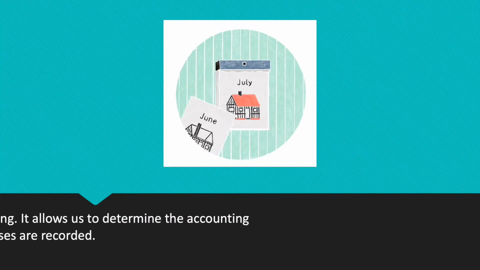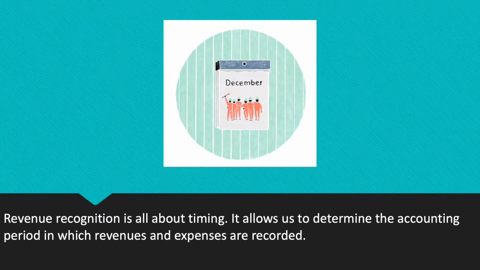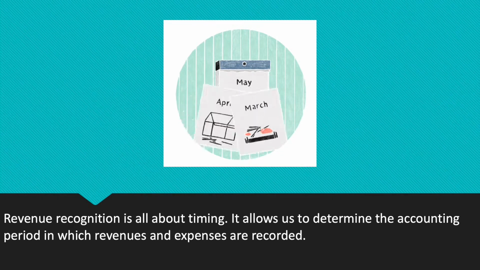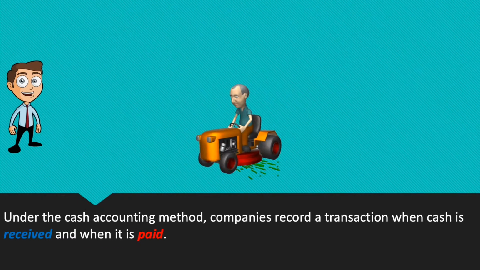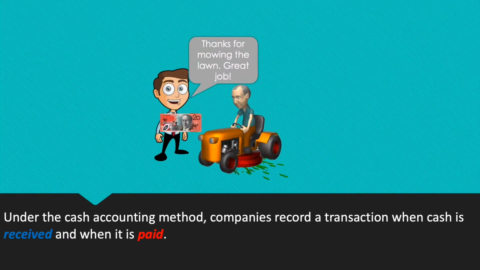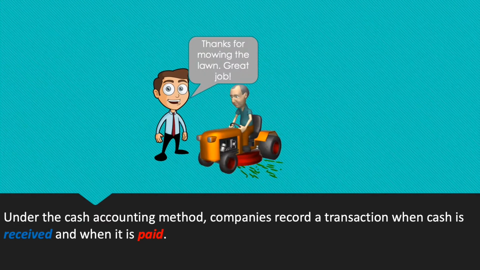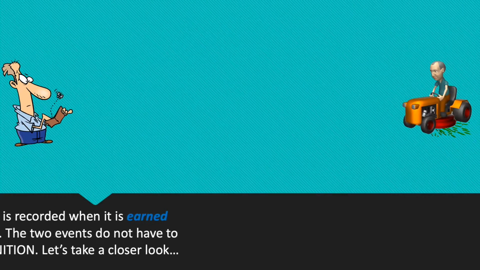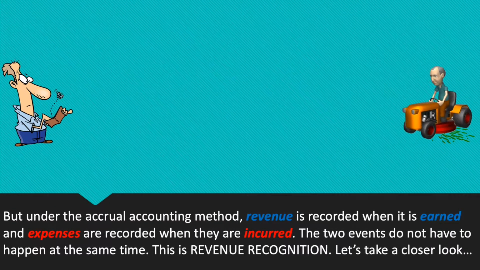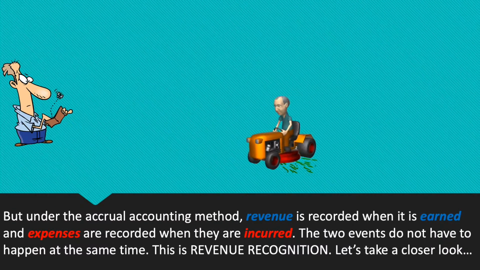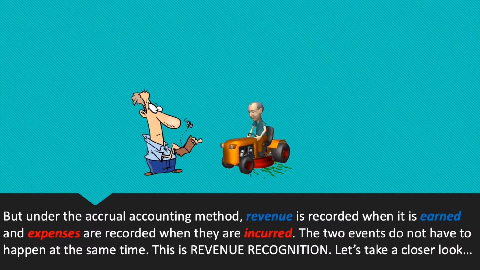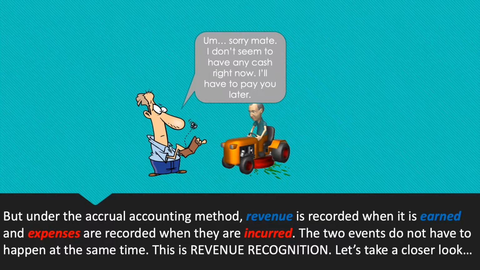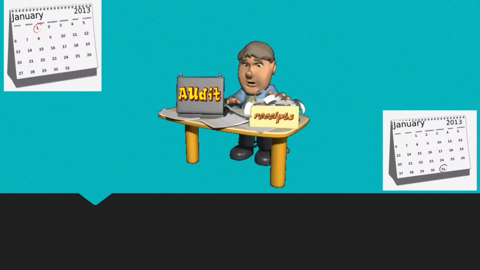Revenue recognition is all about timing. It allows us to determine the accounting period in which revenues and expenses are recorded. Under the cash accounting method, companies record a transaction when cash is received and when it is paid. But under the accrual accounting method, revenue is recorded when it is earned and expenses are recorded when they are incurred. The two events do not have to happen at the same time. This is revenue recognition. Let's take a closer look.